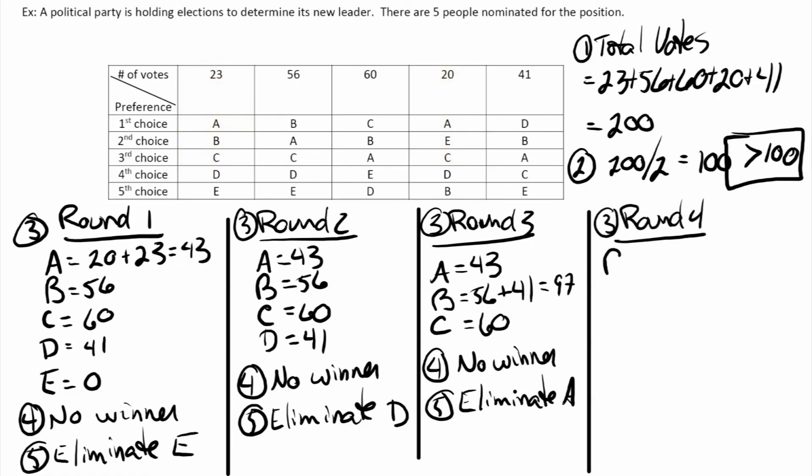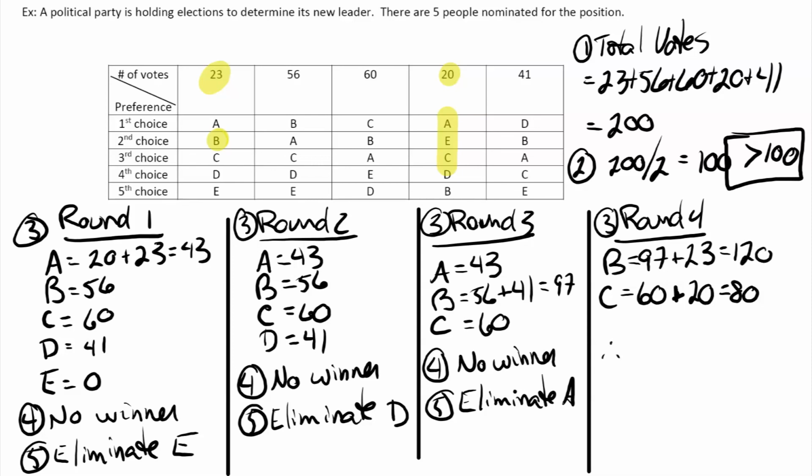So round 4, we've only got candidate B and C left in the running. Candidate B came in with 97 votes and candidate C had 60. But with the elimination of candidate A, they picked up the 23 votes from candidate A. So we've got 97 plus 23. Candidate C also benefited. They got 20 votes that came from here. So candidate C ended up with a total of 80 votes, and candidate B had a total of 120. Therefore, at the end of the voting, candidate B was the winner.